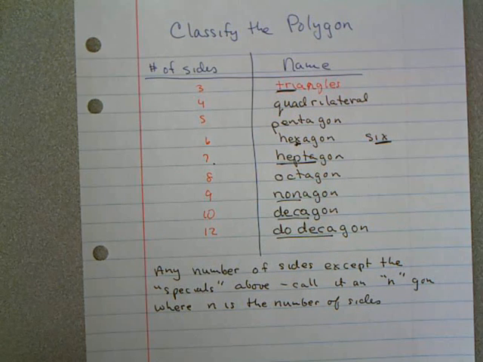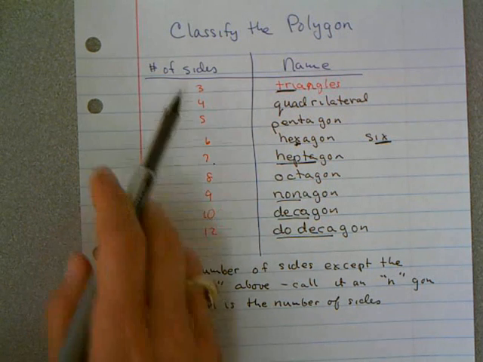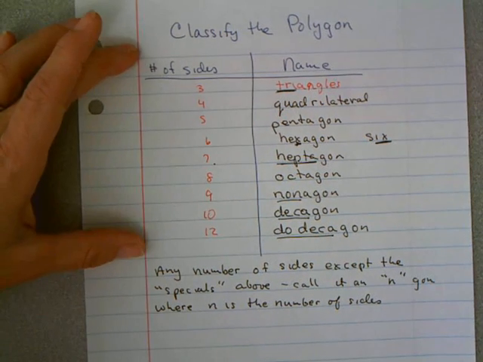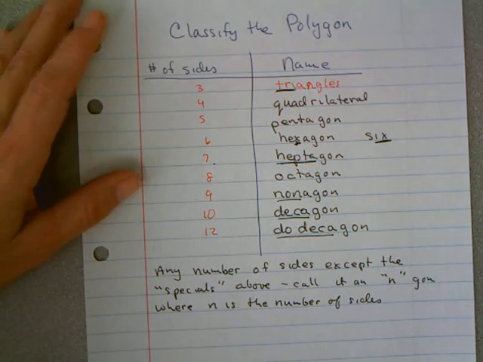If I had any number of sides except the specials up here, I just call it an n-gon. A polygon with 11 sides is an 11-gon. With 20 sides, it's a 20-gon. With 50 sides, it's a 50-gon. So anything other than these specials, just whatever it is, gon.